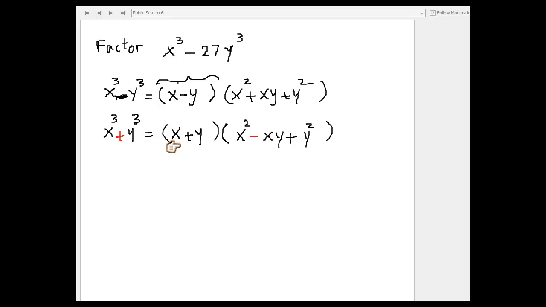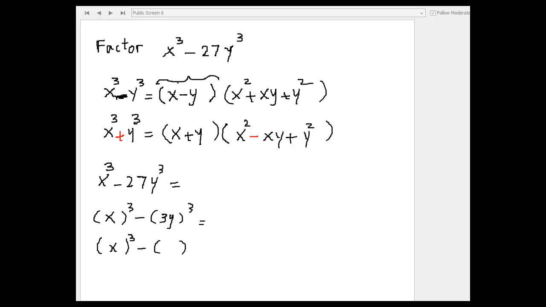Okay, you have to memorize this to factor problems like x cubed minus 27y cubed. So let's take a look at this. The first question is, is this a difference of cubes? Can I make this look like something cubed? Obviously, yes. The first term here would be x, and the second term would be 3y, because 3 times 3 times 3 is 27. So yes, indeed, we have a difference of cubes here. It's like we have x cubed minus y cubed.